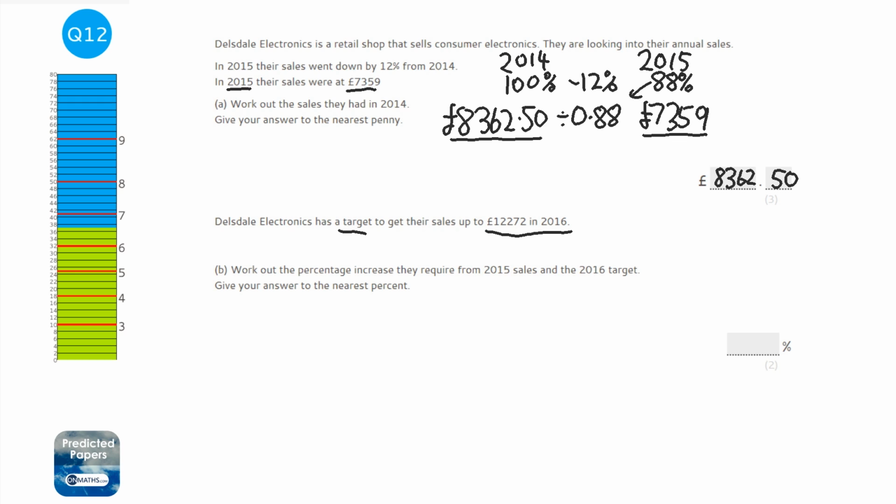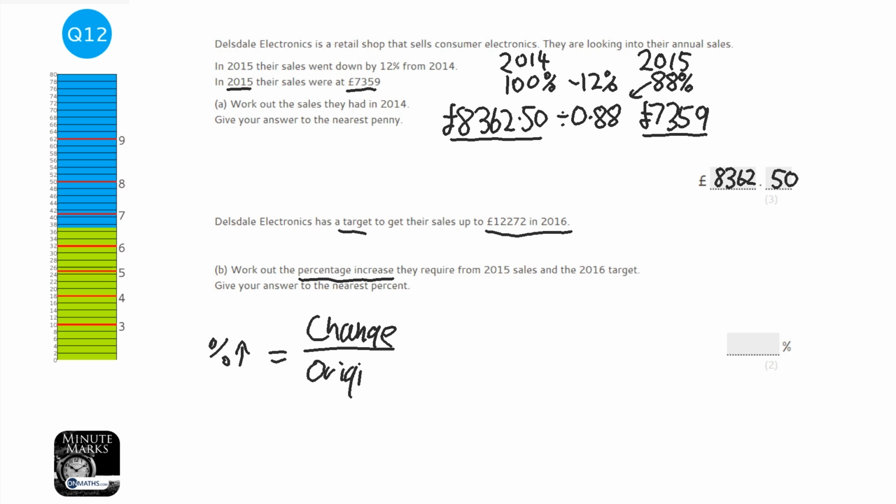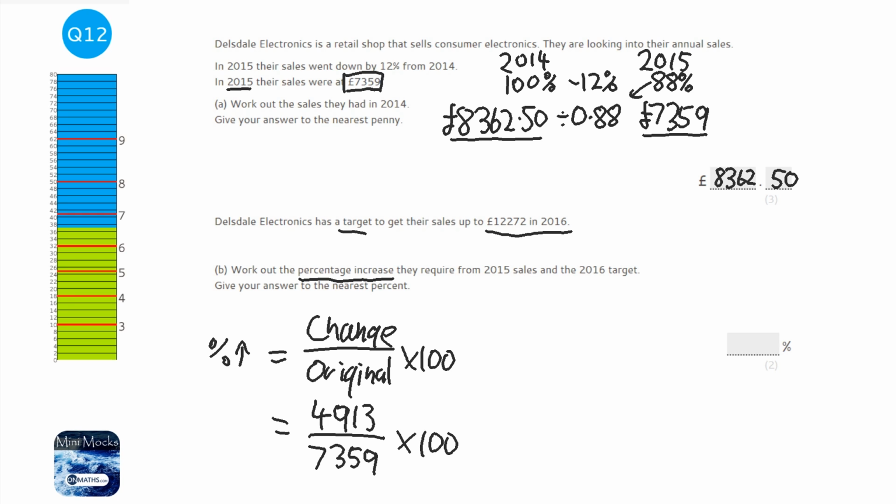Okay, and the next question says they have a target to get their sales up in 2016. What's the percentage increase? Now, percentage increase or percentage decrease, it's the same formula, it's change over original times 100. So the change, well, that's going to be 12,272, take away the 2015 sales, 7,359. So they're looking for it to change by 4,913. The original was 7,359, and we need to times by 100. So I'm going to divide that by 7,359, times it by 100. And that gives me 66.7617, blah, blah, blah. It says to the nearest percent, so that's going to be 67%.